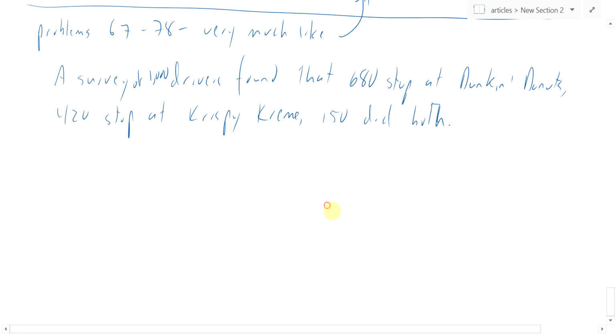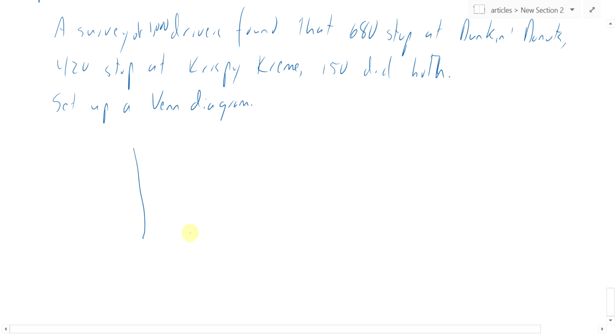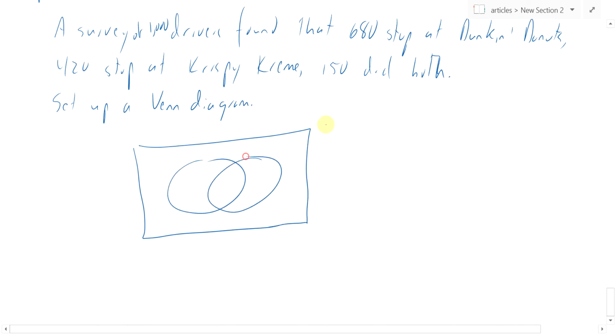So set up a Venn diagram. Here's our Venn diagram. U, that's our universal set, that's our collection of all drivers. We'll call this one D. Those are the ones who stopped at Dunkin' Donuts. And we'll call this one K. Those are the ones who stopped at Krispy Kreme.